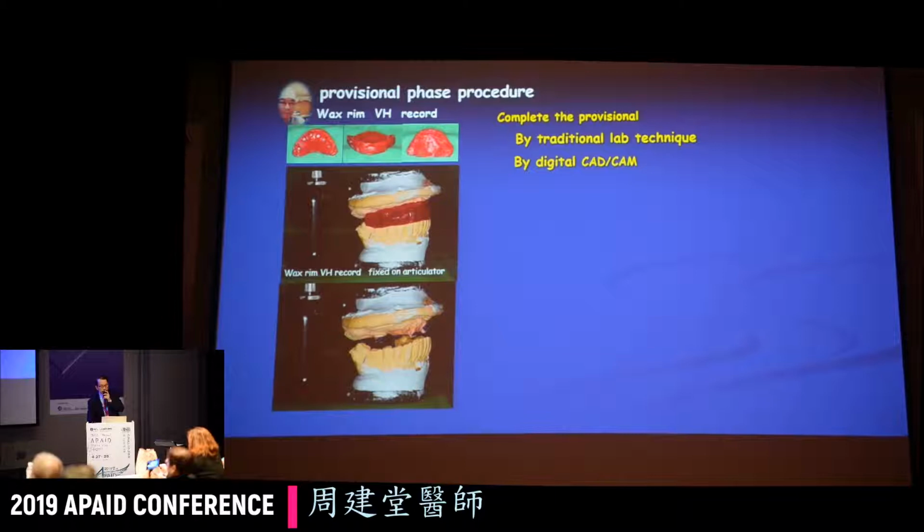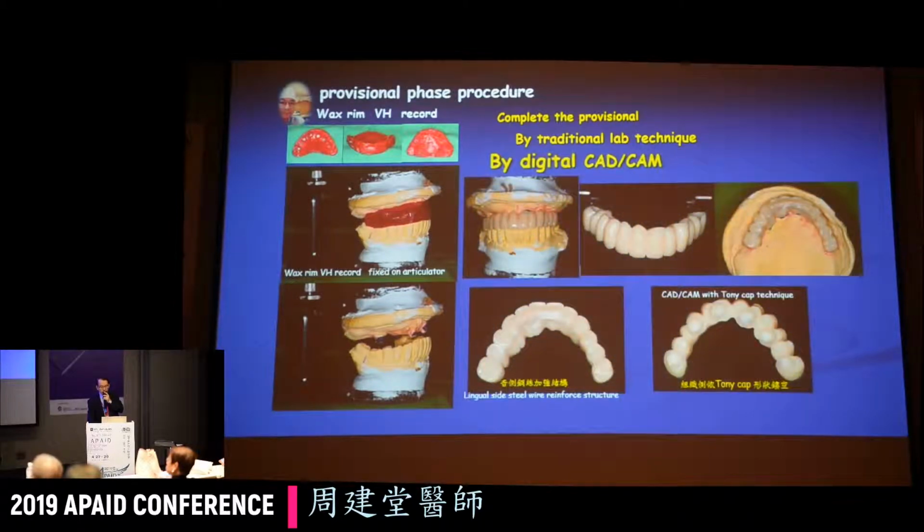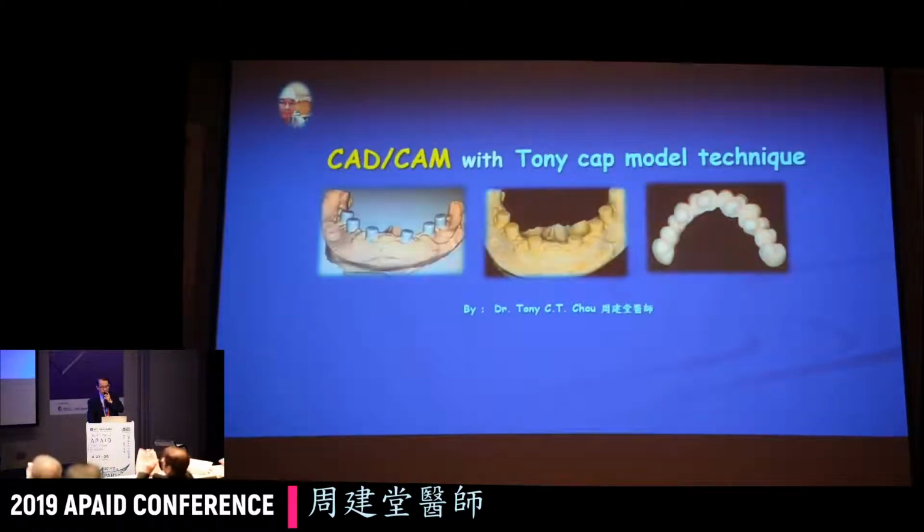There are 2 ways we can complete it: by traditional laboratory technique, and recently, because there is a trend of high technology, we also use digital CAD to complete the provisional. In this case, the provisional is completed by CAD technique. I will show you this technique, the Tony cap model technique. It is my way. I also created this.